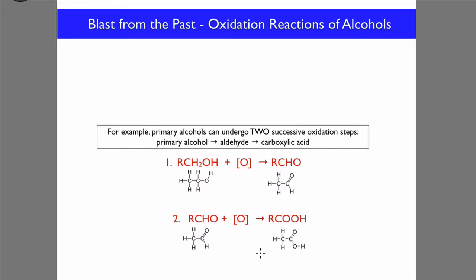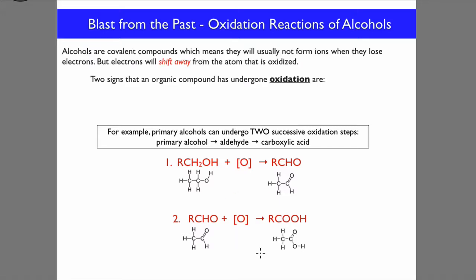So let's have a look at oxidation reaction of alcohols. Alcohols are covalent compounds, which means they'll usually not form ions when they lose electrons, but electrons will shift away from the atom that is oxidized. The two signs that an organic compound has undergone oxidation are: the compound gains oxygen atoms and the compound loses hydrogen atoms.